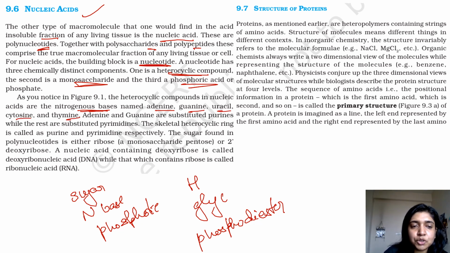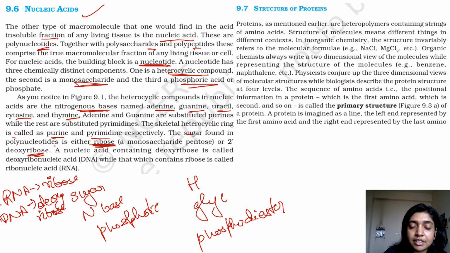Adenine and guanine are substituted purines, while the rest are substituted pyrimidines. The skeletal heterocyclic rings are known as purine and pyrimidine. The sugar found in polynucleotides is either ribose or 2-deoxyribose. So when we're talking about RNA, it has ribose, and when we're talking about DNA, it has deoxyribose.